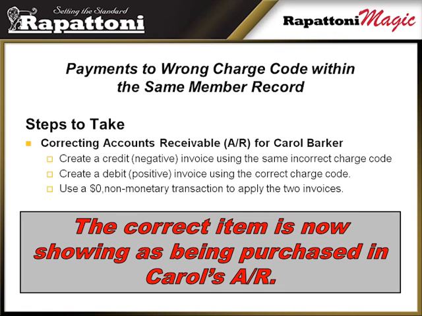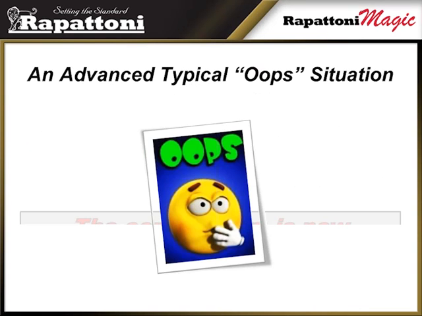All right, so now the correct item is showing as having been purchased in Carol's AR. We've corrected that mistake. Thanks, Diane. You're welcome. And now Mark is going to talk to us about an advanced typical oops situation.